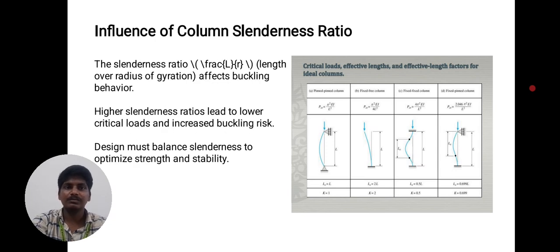Influence of column slenderness ratio. The slenderness ratio, defined by length over radius of gyration, affects buckling behavior. Higher slenderness ratio leads to lower critical loads and increased buckling risk. Design must balance slenderness to optimize length and stability. Critical loads, effective lengths and effective length factors of ideal columns.